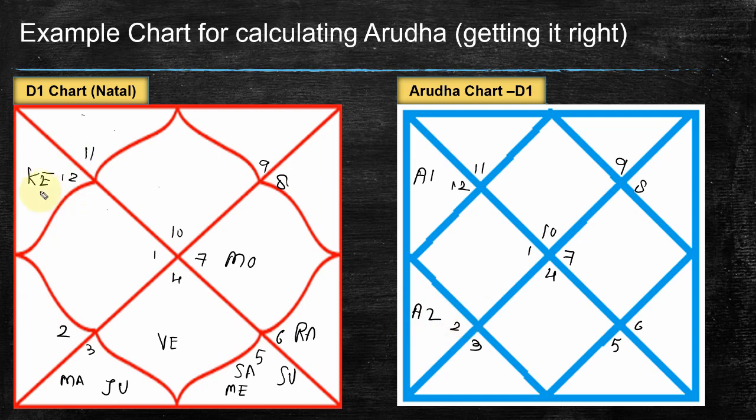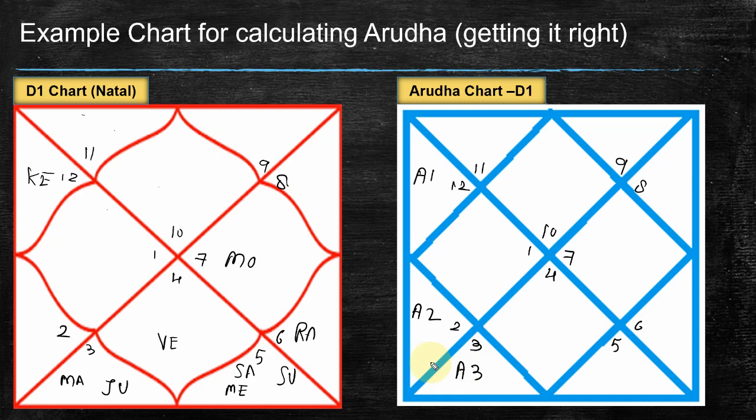Similarly A3. Again, you have to use the exception rule here. The Lord of the third house is 4 houses away from the third house. So 1, 2, 3, 4. So this house itself will become the Arudha Pada.